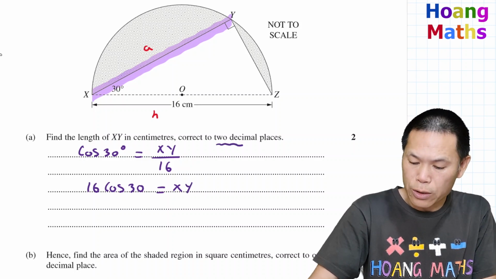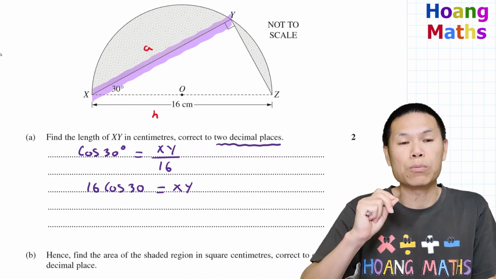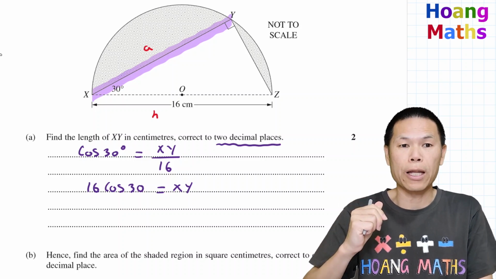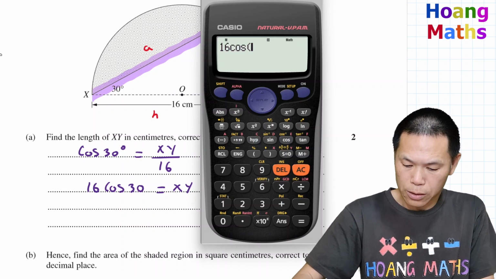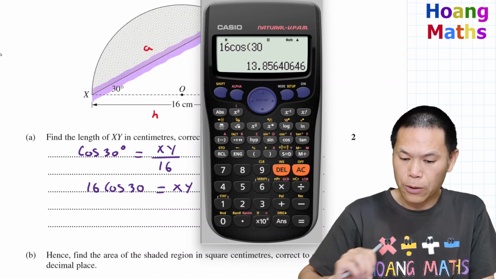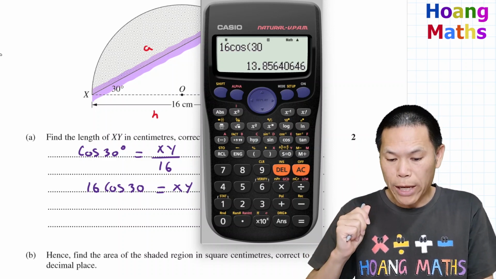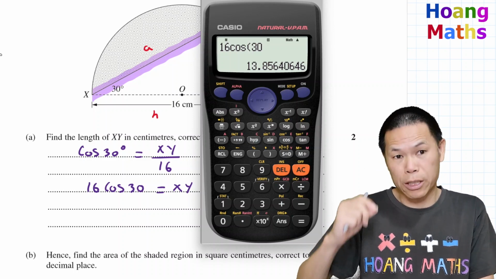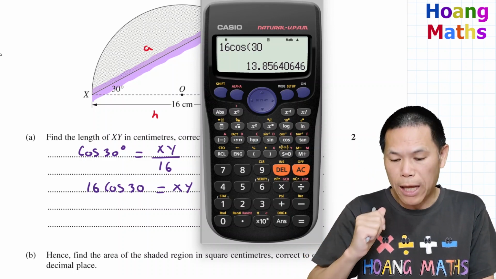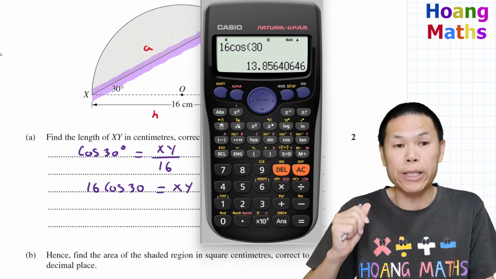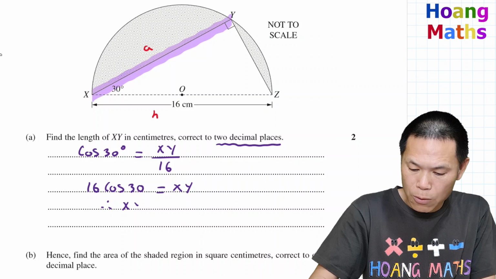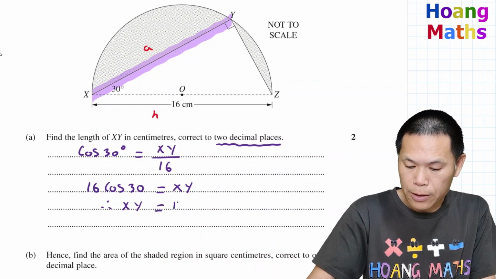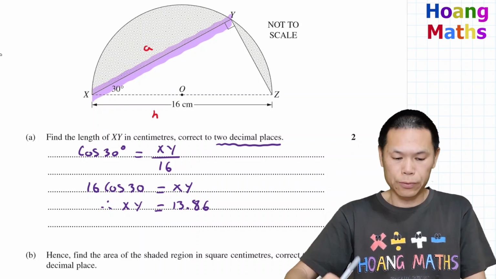But then we need to give the answer correct to 2 decimal places. So I just put it in the calculator. I go 16 cos of 30 equals 13.856 and so on. But we need to round to 2 decimal places, so 13.86. Therefore, XY is equal to 13.86. So there you go.